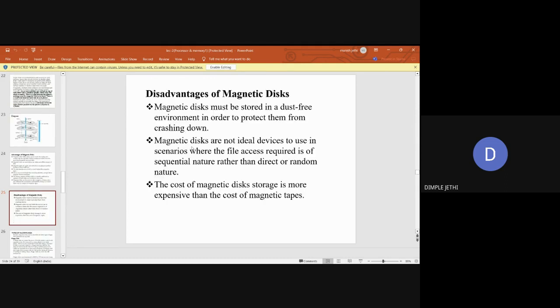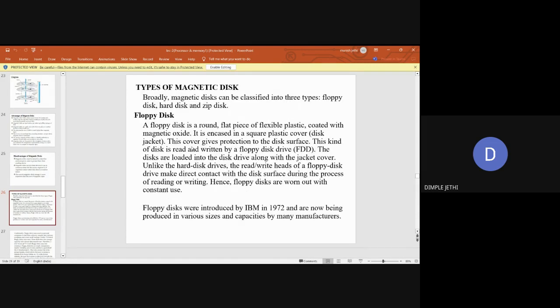And the disadvantages: again, it must be stored in some dust free environment. And this is a direct access device. So if your application is one where you have to access all the records sequentially, in a sequence, then you can use magnetic tapes. You don't need to use a magnetic disk. And this is more expensive than magnetic tapes. So these are the advantages and disadvantages.